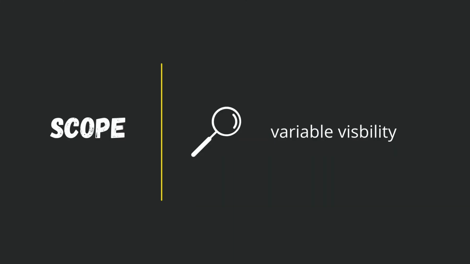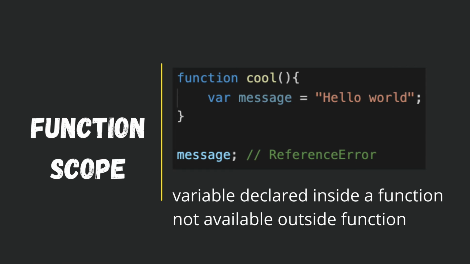Scope is about variable visibility. Depending on where you declare your variable in the code, other pieces of the code may or may not have access to that variable. First one we are discussing here is function scope.